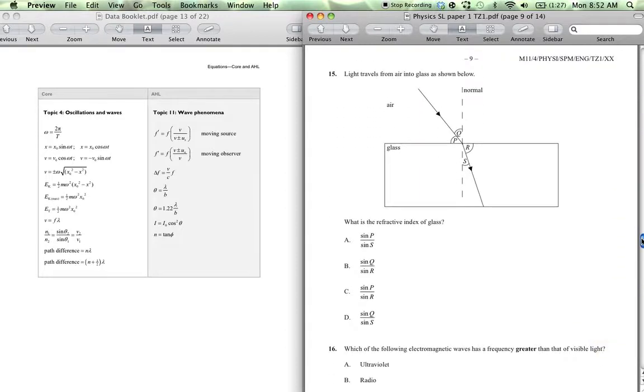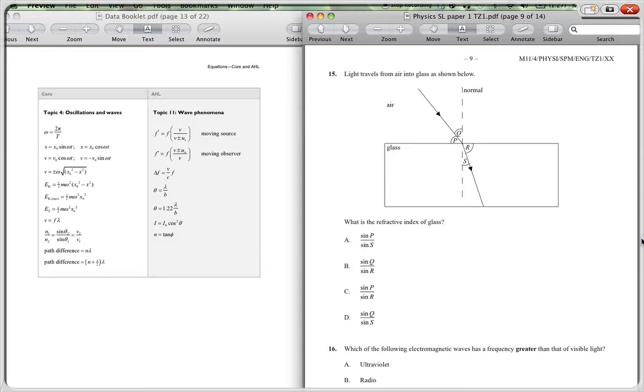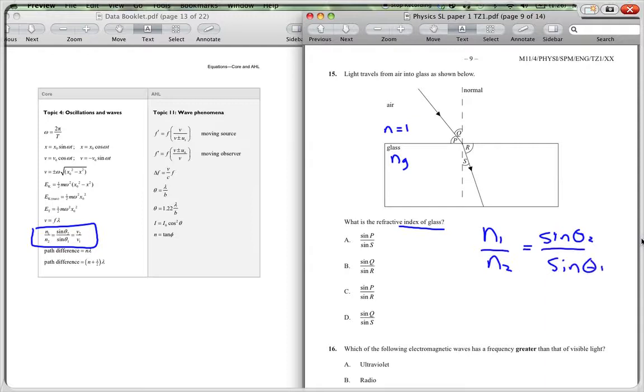Here we have light travelling from air into glass as shown below. What is the refractive index of glass? Now, the refractive index of air we can take to equal 1, and we are looking for the refractive index of glass. Obviously we're going to be using Snell's law here, where n1 over n2 is equal to the sine of theta 2 over the sine of theta 1.